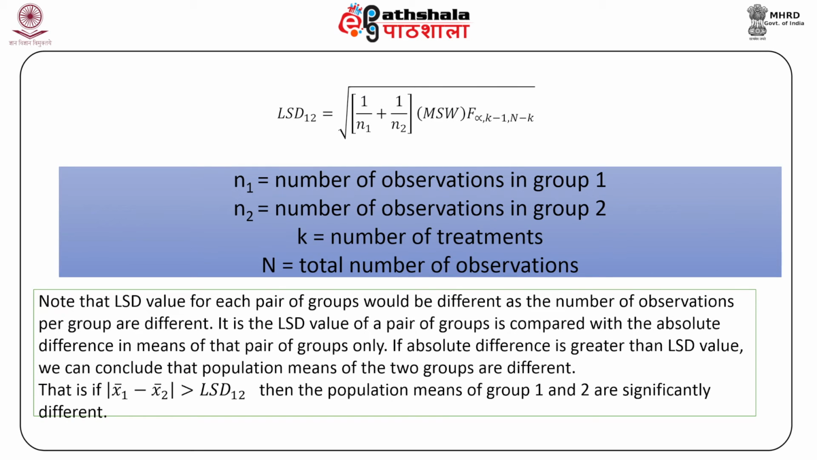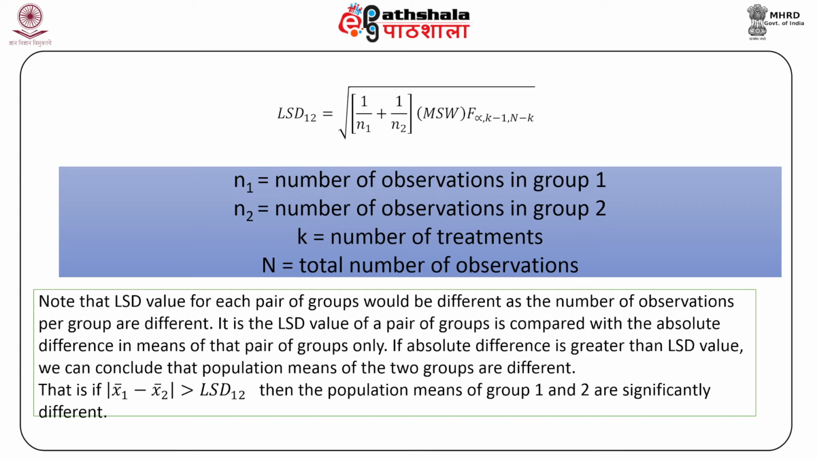Once again, we can see that the LSD value calculated by the above formula is compared with the absolute difference in means of paired groups. If the absolute difference in means of any two groups is greater than the LSD value, one can conclude that the population means of the groups in question are significantly different.